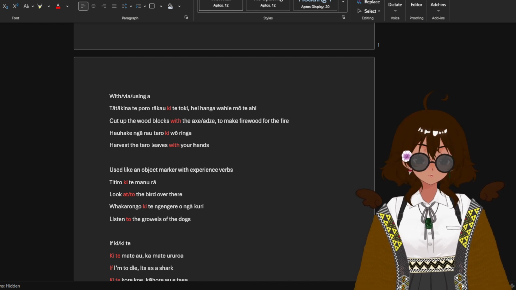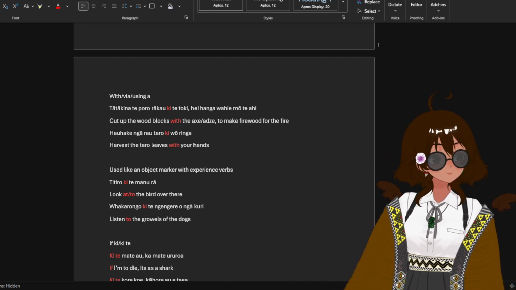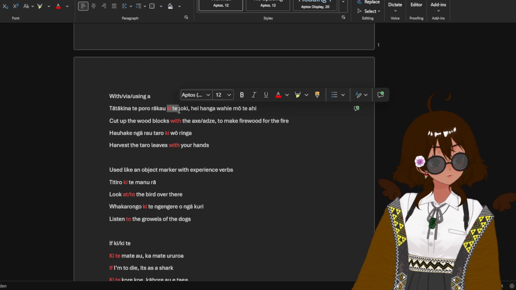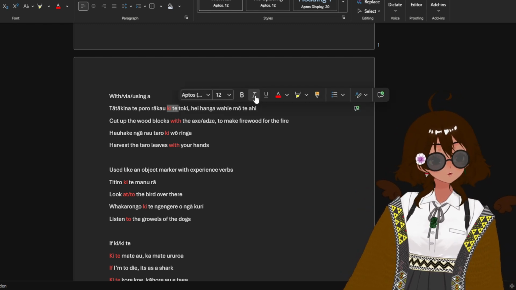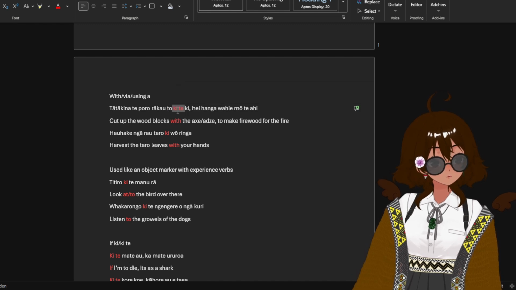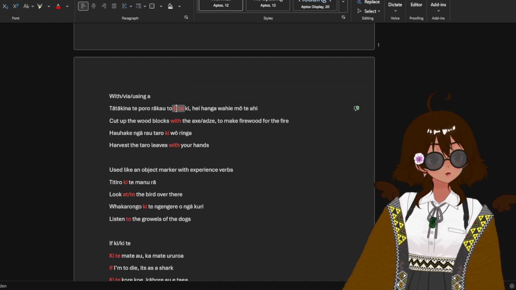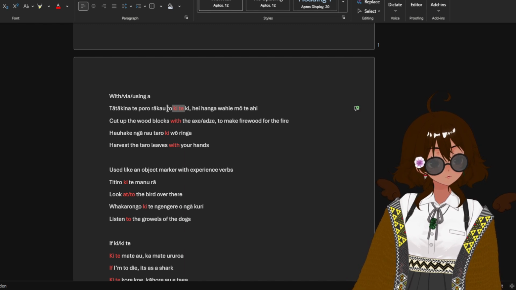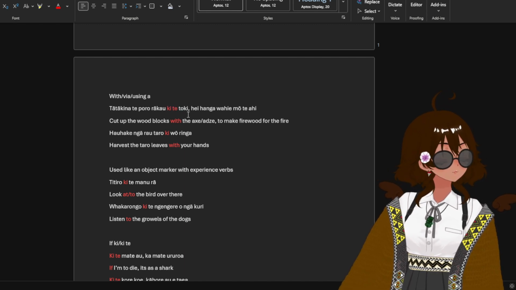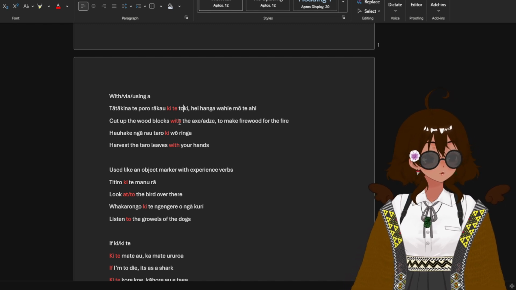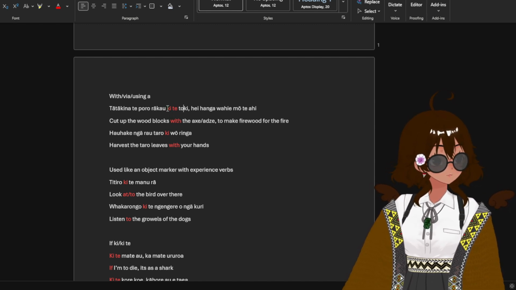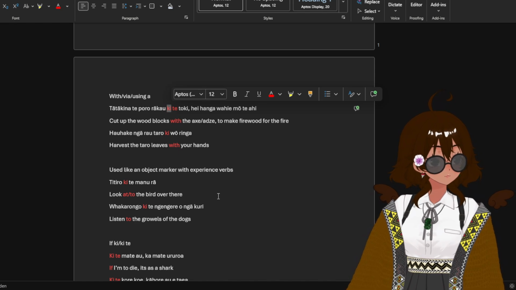Again, ki, with. This is an instance where ki would be on its own, but obviously here, kite, I could even highlight it, kite, they are considered a singular particle in the separate listings on places like Te Aka. But you will still see ki also listed as being used to say with, like in that instance.